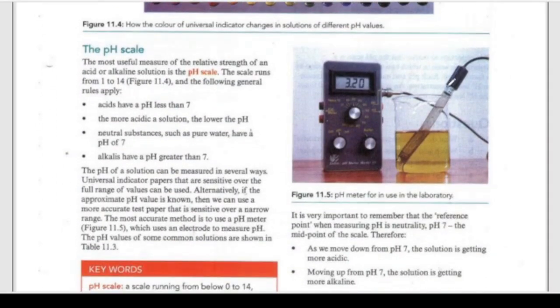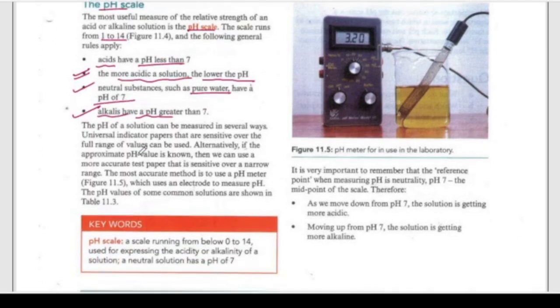Then next we have the pH scale, which is given over here, as you can see. One of the most useful measures of the relative strength of an acid or alkaline solution is the pH scale, and the pH scale starts from 1 to 14. If the pH is less than 7, it means we have acids. And of course, as I told you, the more acidic a solution, the lower the pH. For neutral substances, like pure water, the pH will be 7. And the alkalis have a pH more than 7, so the solutions we have are alkalis.